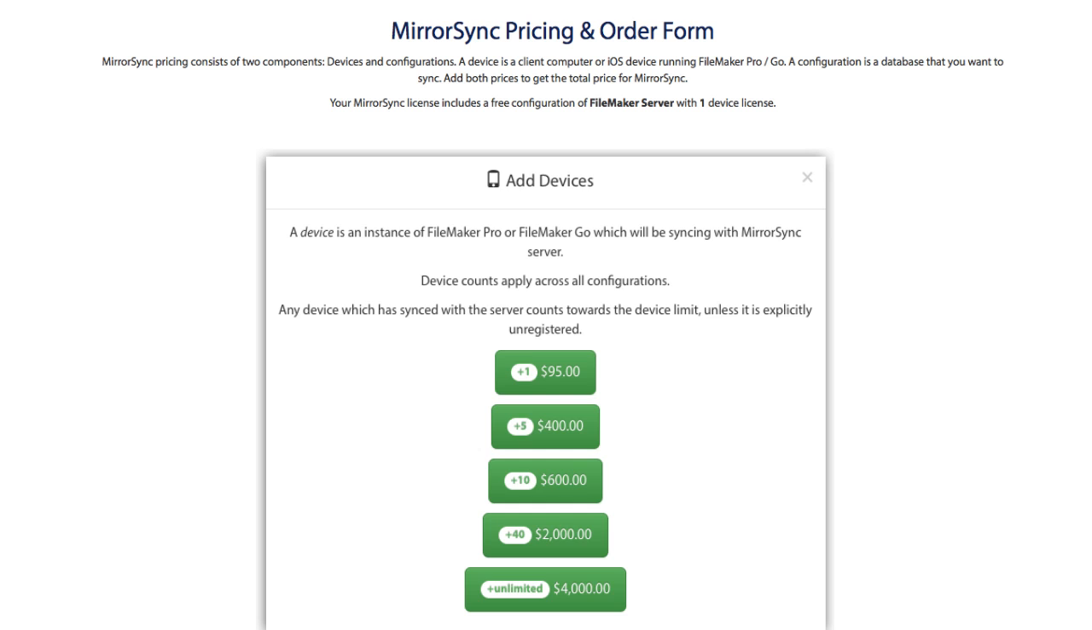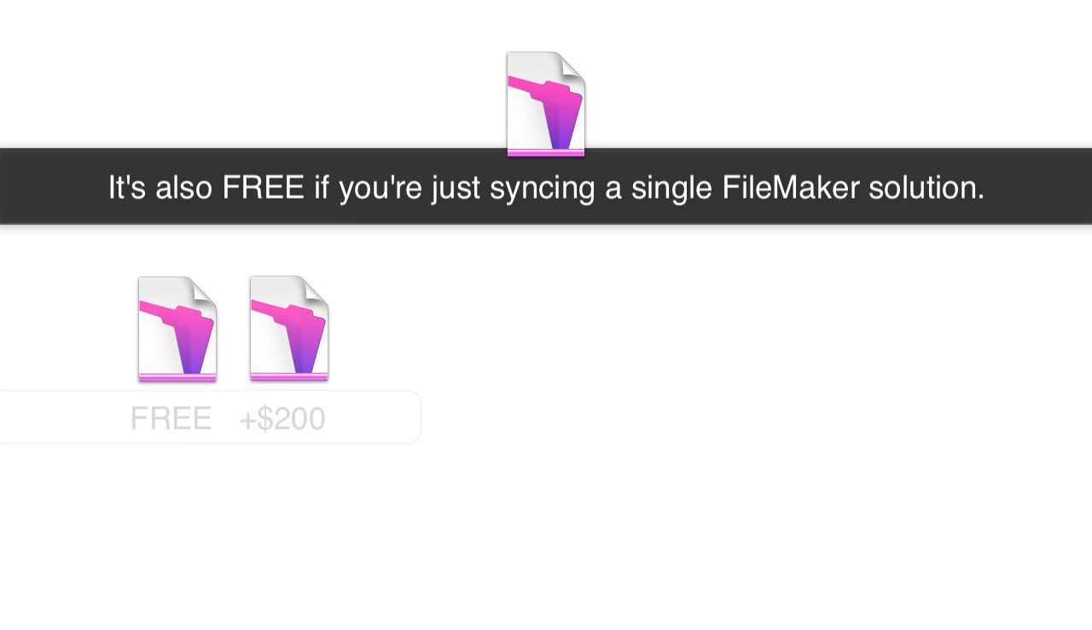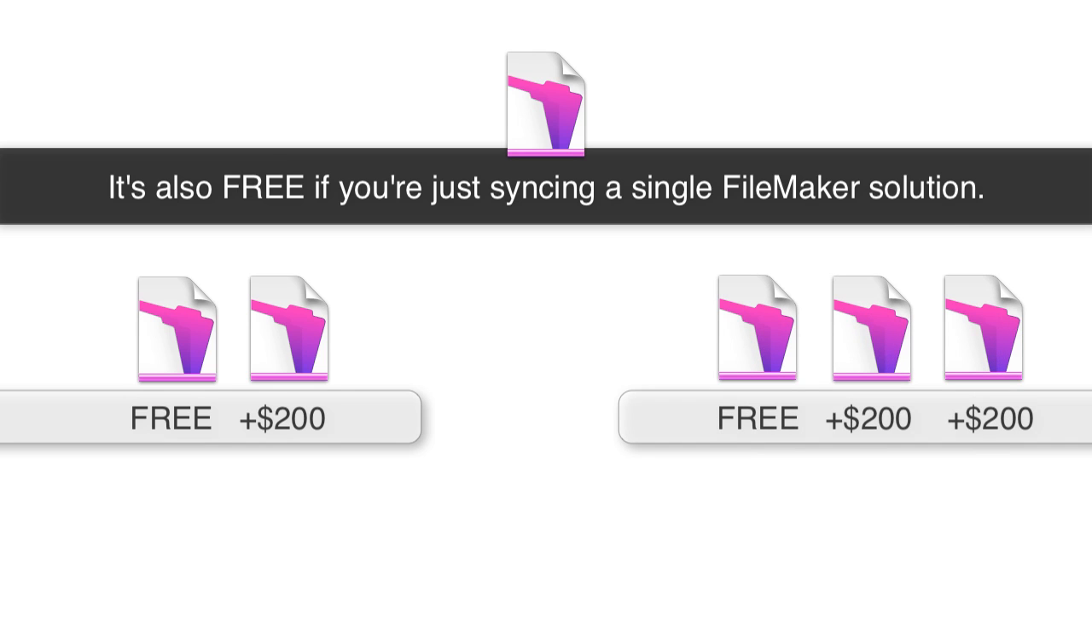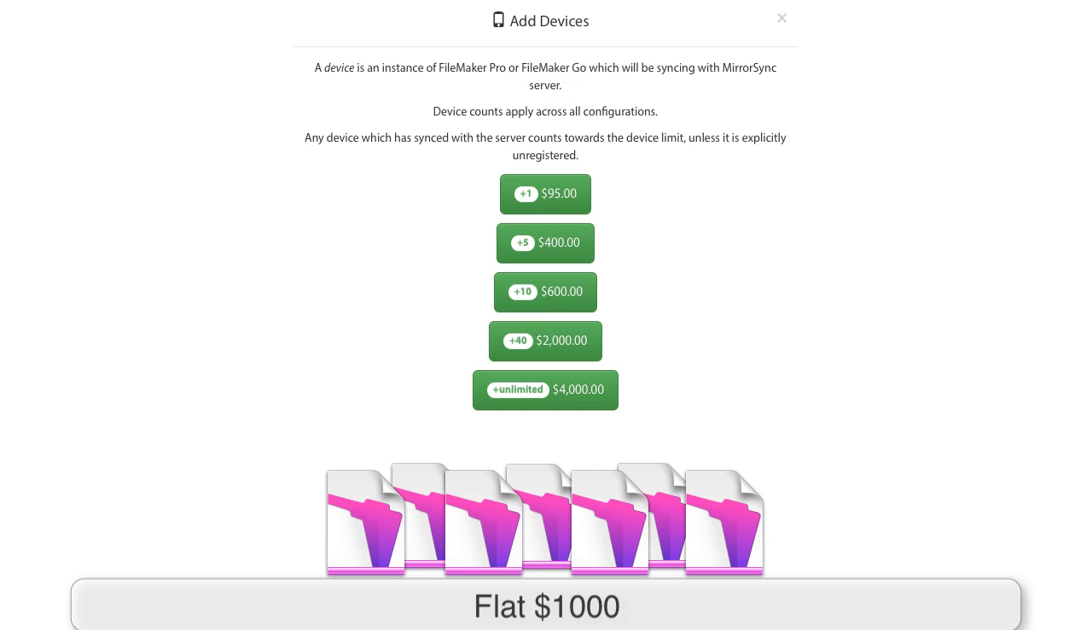There's also a secondary charge, which is that it's also free with the assumption that you're just syncing a single FileMaker solution. If you want to sync multiple different solutions, regardless of how many devices there are, there's a charge of $200 per additional FileMaker solution that you're syncing. So if you had 3 solutions you were syncing, the first one would be free, the second one and third one would be $200 each for a total of $400. There's also a cap there, so we have a $1,000 unlimited configuration bundle. So for $5,000, you could have unlimited solutions with unlimited devices, syncing them all with MirrorSync.